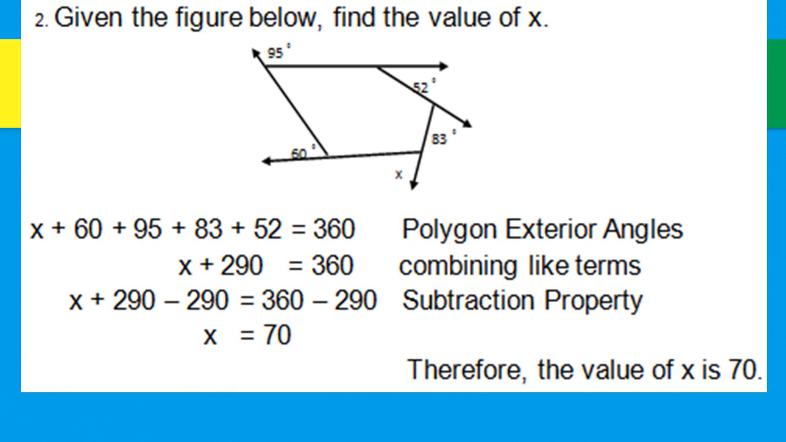After that, we are going to apply the subtraction property of equality, which is x plus 290 minus 290 is equal to 360 minus 290. Then we are going to simplify 290 minus 290, that is 0. 360 minus 290, that is 70. So therefore, the value of x is 70 degrees.